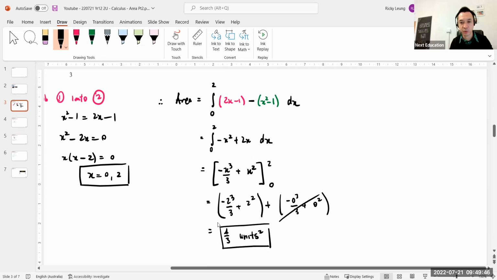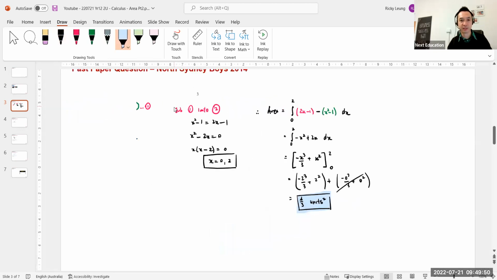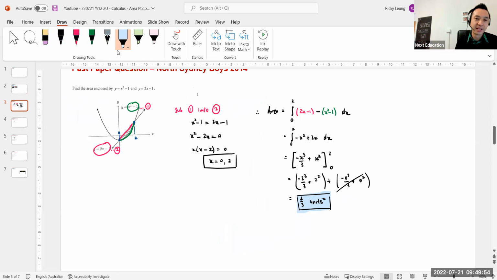Nothing too wow about that, right? Pretty classical. And you just got to identify top minus bottom. In this case, and it is such a classical part of this question as well, solving simultaneously when the limits aren't given. Now, next question.